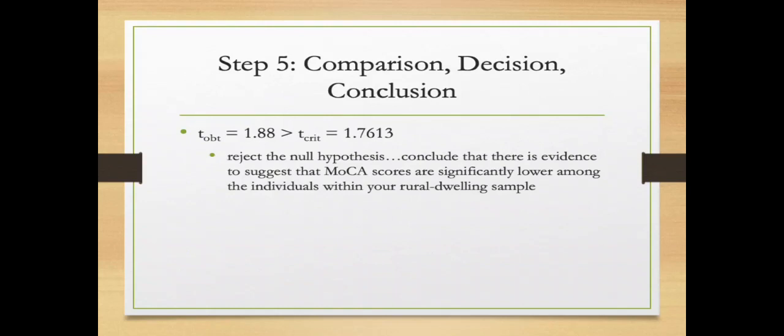We conclude that there is evidence to suggest that MoCA scores are significantly lower among the individuals within your rural-dwelling sample. Given that all of the individuals within your sample were given functional assessments within their home, this may suggest that the MoCA has some urban-rural biases that could be explored in future research.